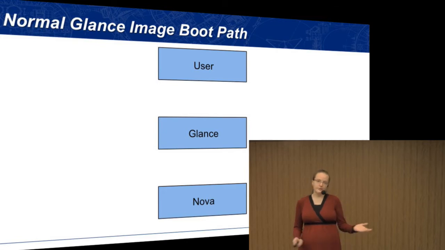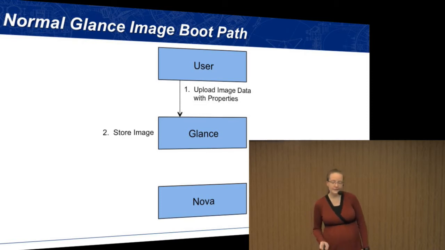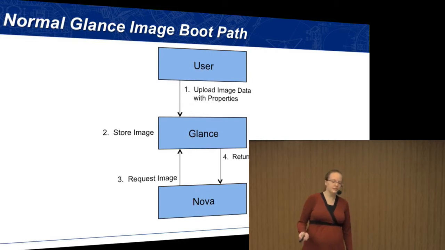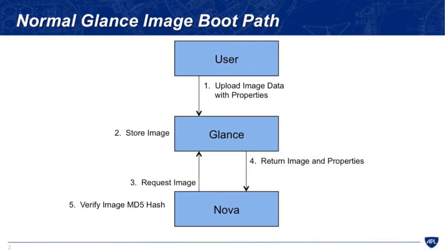So, first off, what is the normal image boot path in Glance? You have the user who uploads an image to Glance, along with properties about the image. Glance then stores this image, and then Nova later requests the image. Glance returns it, along with the properties, provided Nova requests the properties. Nova then verifies this image using an MD5 hash of the image, and then Nova boots the image, provided that hash verification succeeds. With this approach, there are several vulnerabilities.